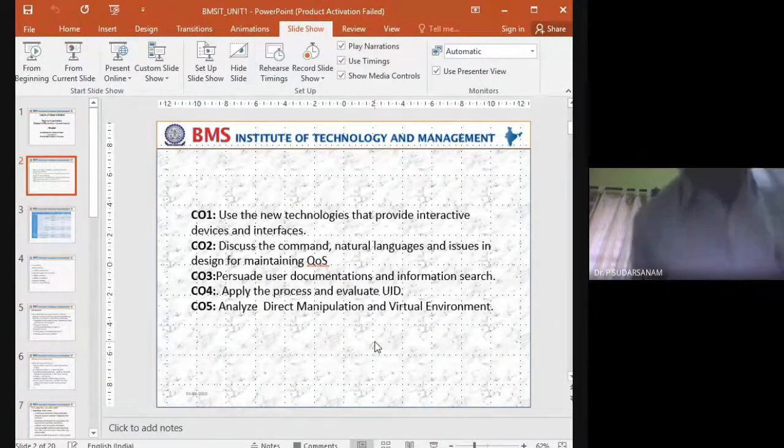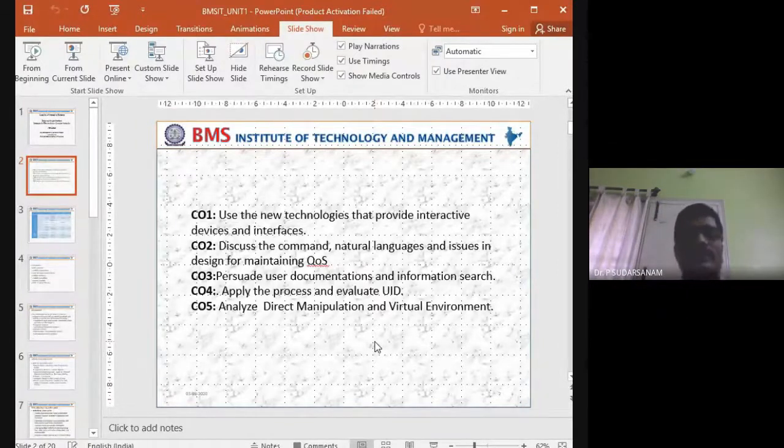So this is what we'll be doing in UID. These are all the five course outcomes. At the end of the subject or the end of the semester, you should be able to do these, or you should have learned them. These are all the course outcomes. So use the new technologies that provide interactive devices and interfaces. Using the new technology, the user interface can be developed. That means this is overall about maintaining Facebook or Amazon services or whatever it may be, online Twitter, for example, if you take it.